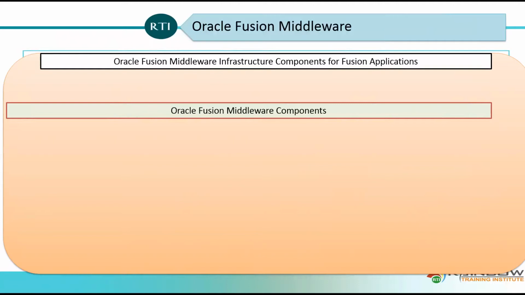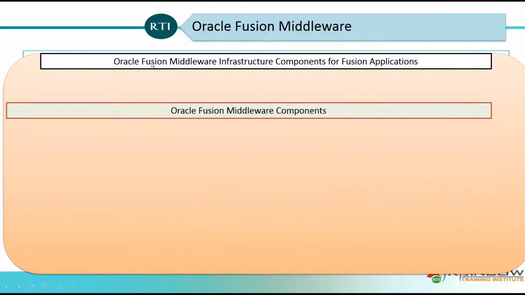And typically what happens is in the Fusion middleware, you can also deploy your own custom applications. If you buy the Fusion middleware, you can create your own custom applications and deploy them, and you can create your own databases, or you can have your own custom stuff on the pure Fusion middleware, along with Fusion middleware components for Fusion applications. Basically, that's why I have drawn a line between these two.